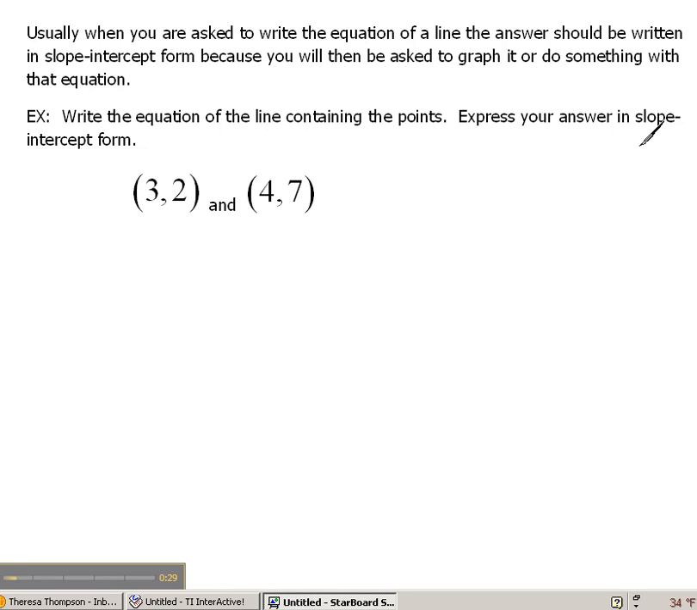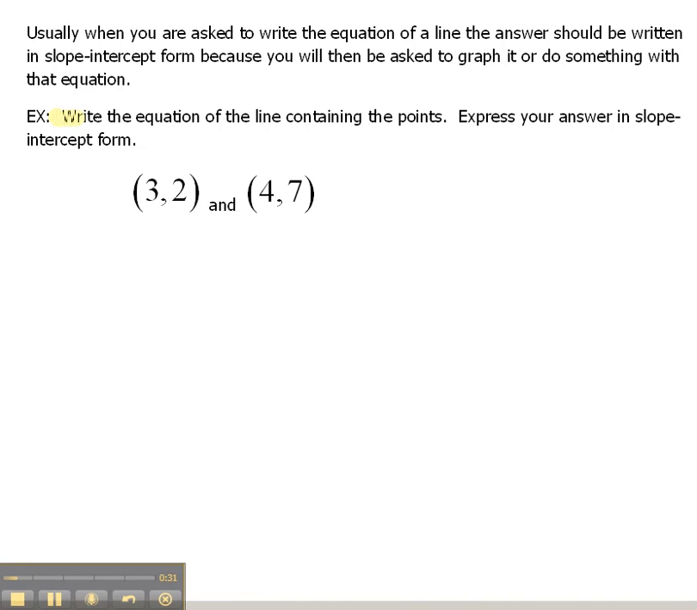Anytime you see these keywords here, write the equation of the line, automatically I want you to think of that y minus y1 equals m times x minus x1 formula. That is our point slope formula. This is the one that we use for writing equations of lines. Now, in order to write the equation, we need to have a point, which we have two of them. Choose either one. And we need the slope.